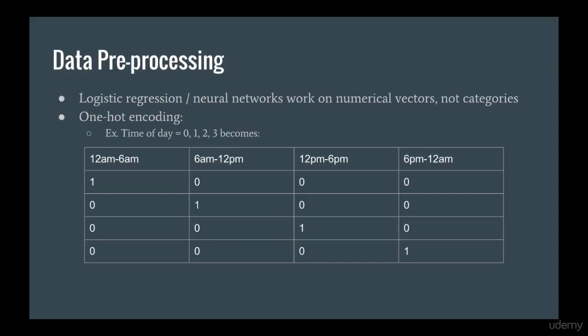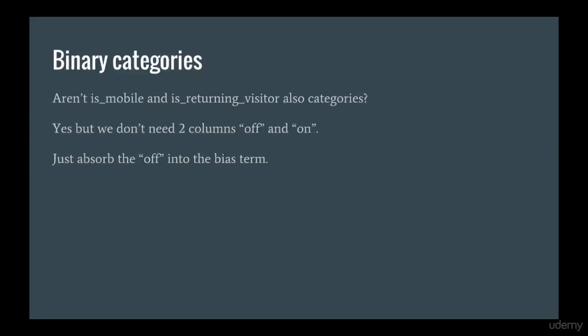Use one-hot encoding. What about isMobile and isReturningVisitor? Aren't those also categories? Yes, they are, and technically we could turn them into 2 columns, but we don't necessarily need to. Remember that each weight tells us the effect of that variable being on. If we had an off column, the weight for that dimension would tell us the effect of that variable being off. By not having an off column, we're basically absorbing the off effect into the bias term.